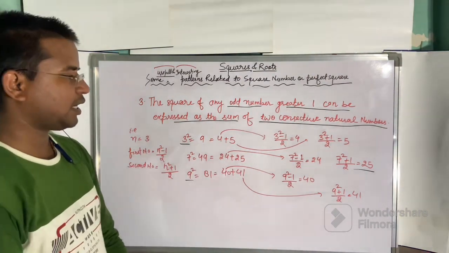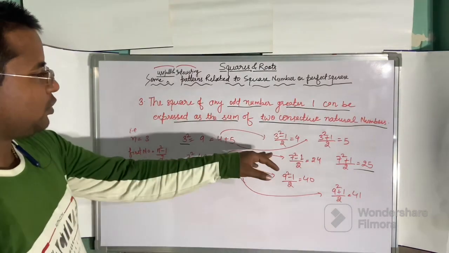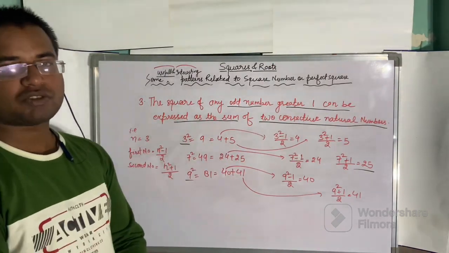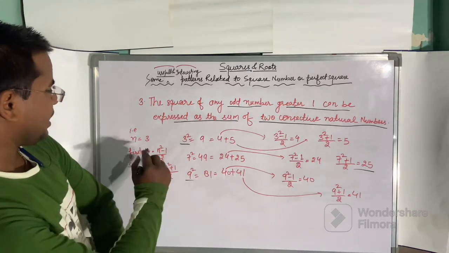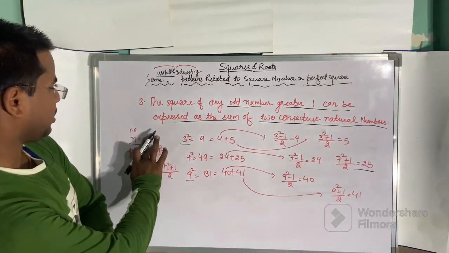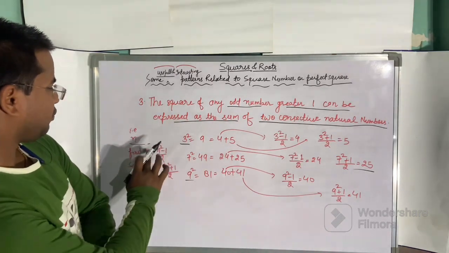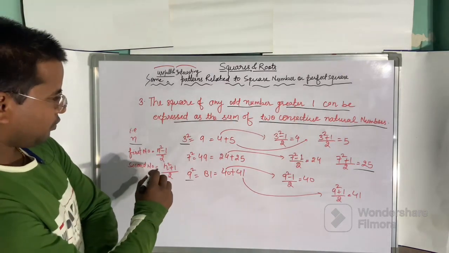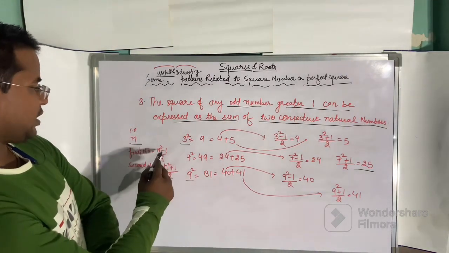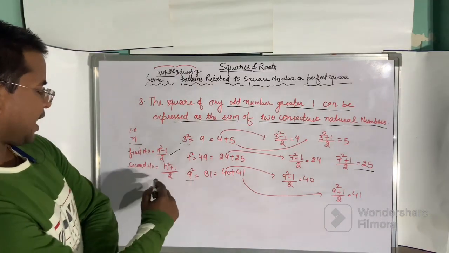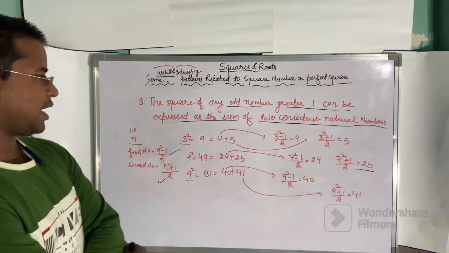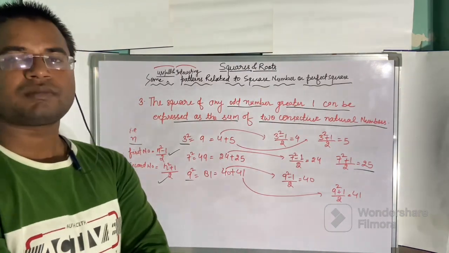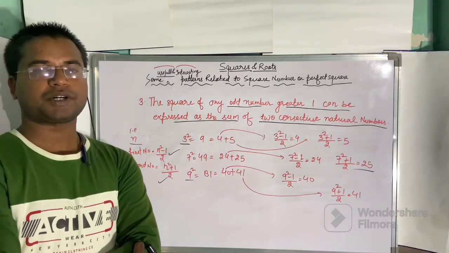So what is the basic concept to find these two consecutive natural numbers? Here, if any odd number is n, the first number of the consecutive numbers is (n square minus 1) by 2, and the second number is (n square plus 1) by 2. Okay, this is a very important rule.